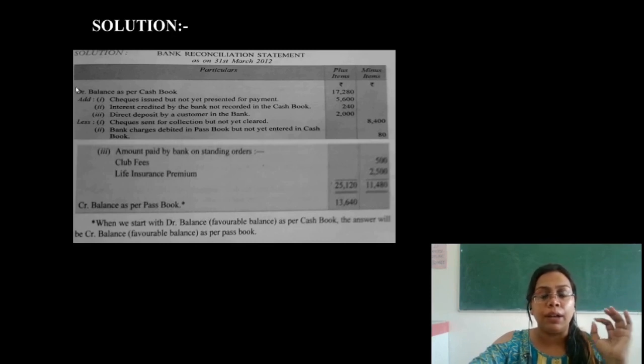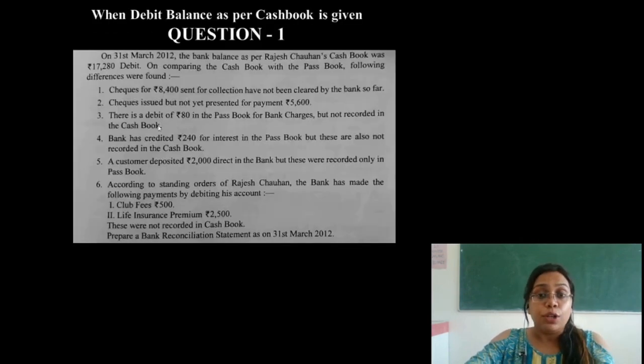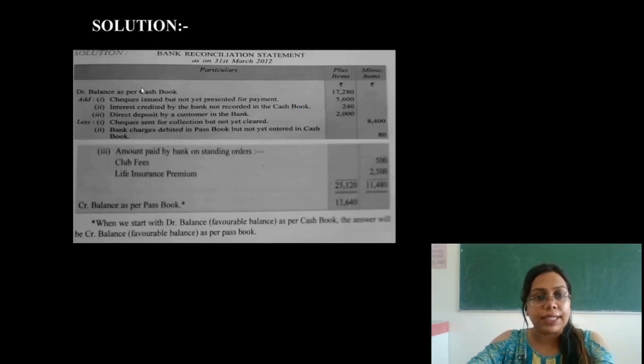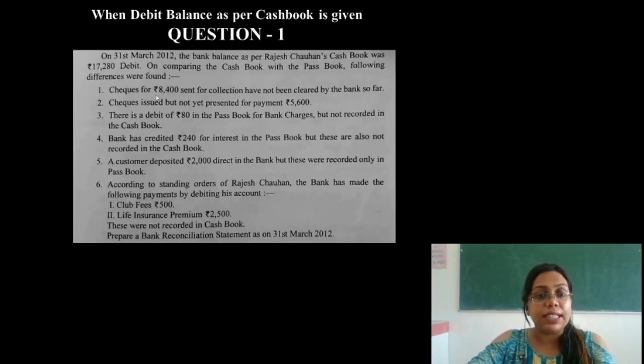Firstly, our first step is to write debit balance as per cash book, or, in case it is given, debit balance as per passbook, or credit balance as per cash book. Whatever the situation may be, we have to write that. It is given in the question that the bank balance as per Rajesh Chauhan's cash book was rupees 17,280 debit. So we start from debit balance as per cash book, and the amount was 17,280.